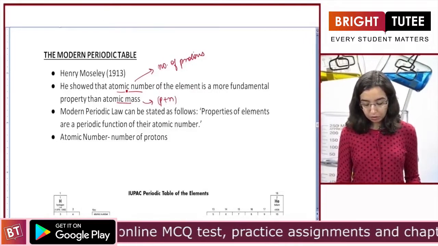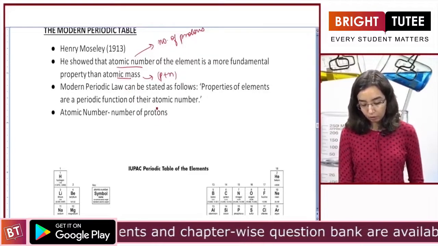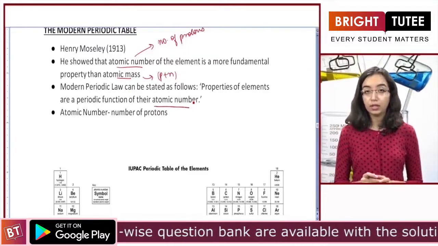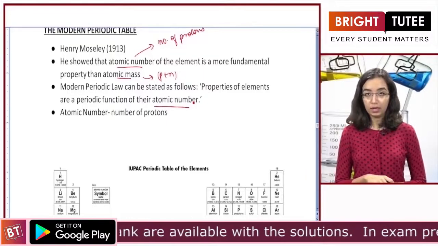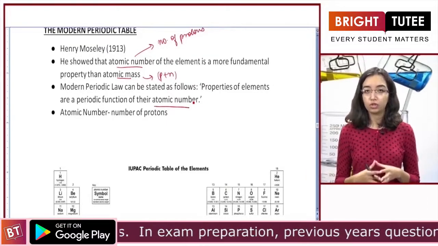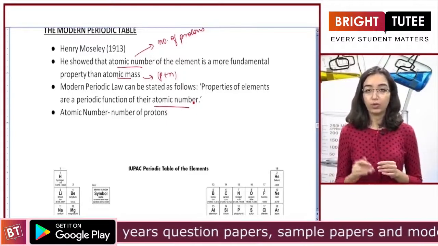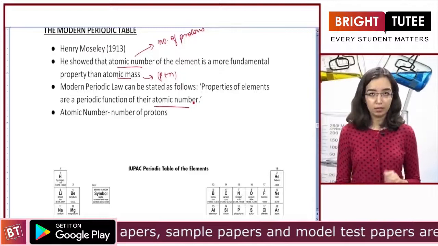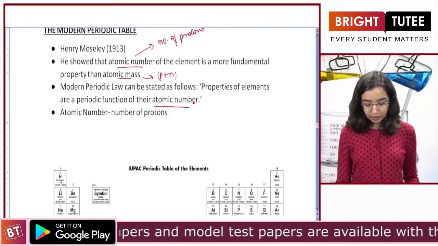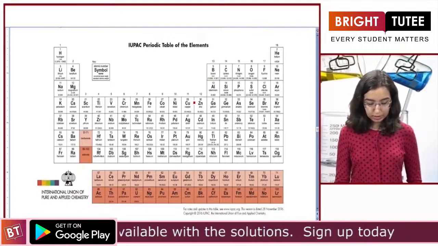So the modern periodic law stated that properties of elements are a periodic function of the atomic number. Now, atomic number here is the change from the law given by Mendeleev. He talked of atomic mass, but here we are saying that they're a periodic function of their atomic number. Atomic number, again, is the number of protons present inside the nucleus of an element. Based on this, he gave the modern periodic table, which looks something like this.